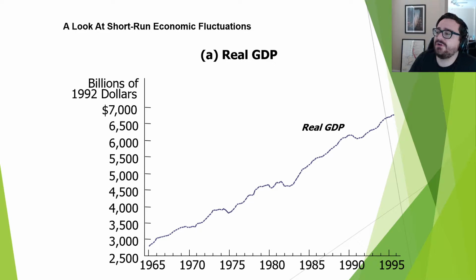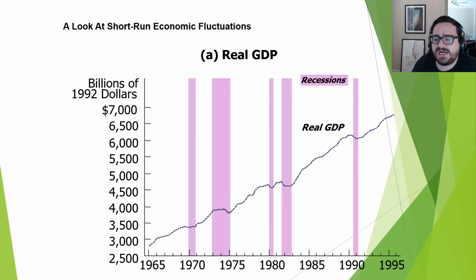And here is kind of a real-world example of the business cycle. This is a while ago, from 1965 to 2000, basically. This is our real GDP over that time period. We have periods of time where that GDP is stagnating or dropping. Those are our recessions. They are happening with some frequency.